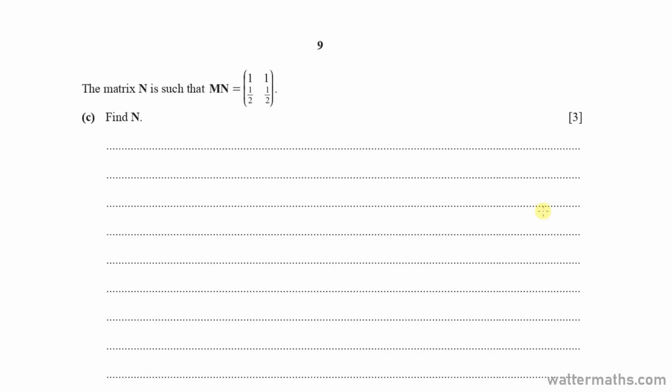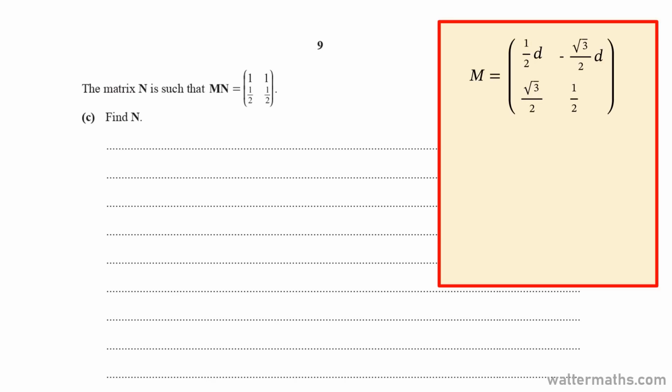So on part C, it says the matrix N is such that MN is equal to the matrix 1, 1, a half, and a half. So on C, they say find N. Now, in order for us to find N, we will need to first find the inverse of M. Now, on part A, we had obtained the value of M as this one. And on part B, we discovered that the value of d is 2. So if we substitute 2 for d, we will get M coming out as this.